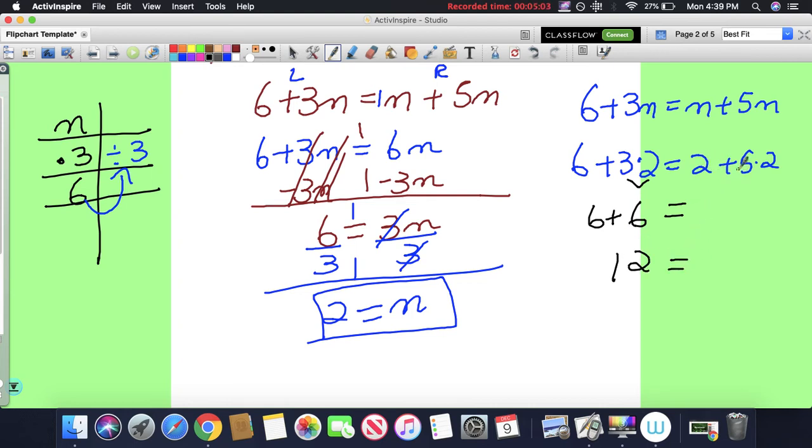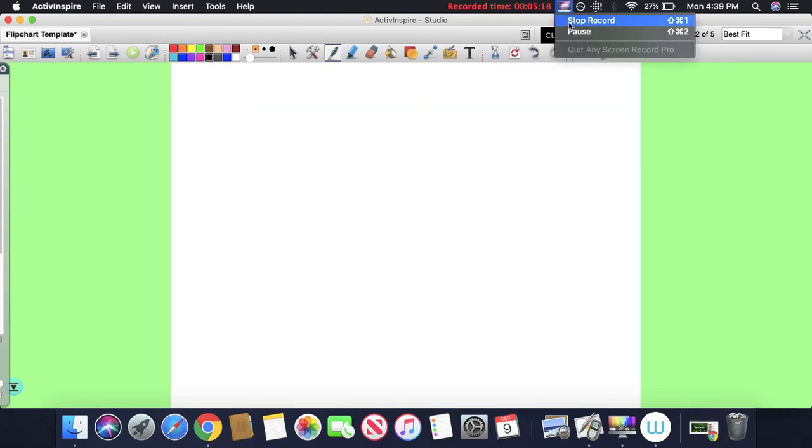Well, again, we have 2 plus 5 times 2. We have to do these two first. 5 times 2 is 10. And then we're going to add these two. 2 plus 10 is 12. And look at that, left equals right. I'll pause this for a second.